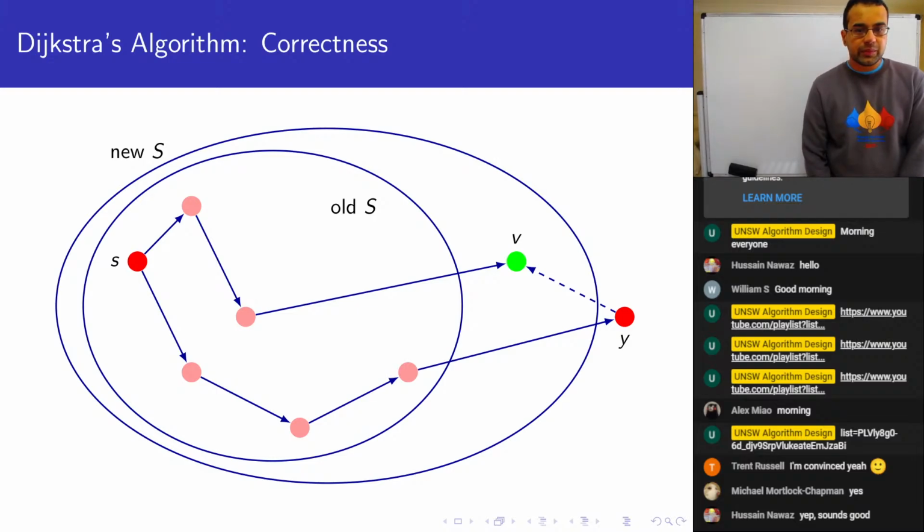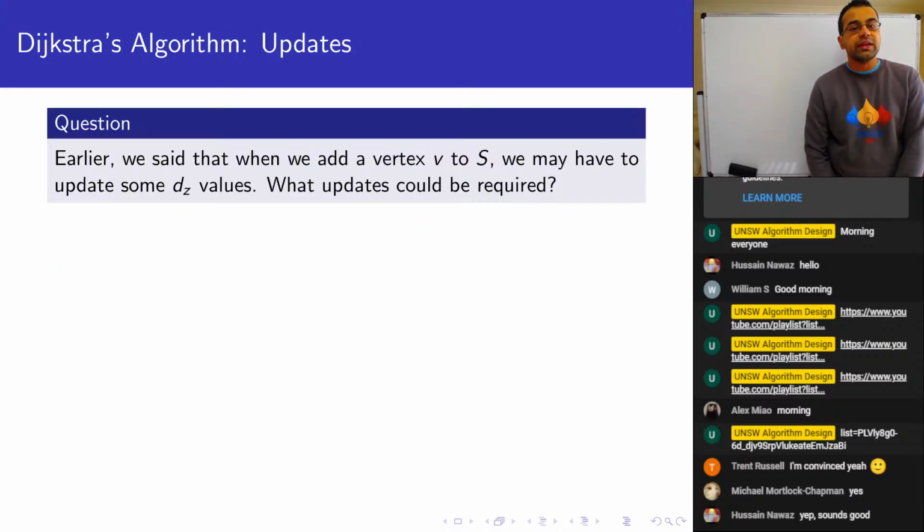Okay, people happy with that? It's good. So now that we're convinced of the correctness, the next question to answer is, what do we mean by update other d sub z values?